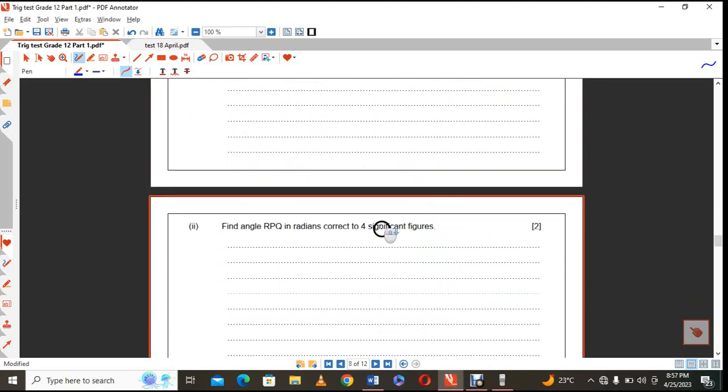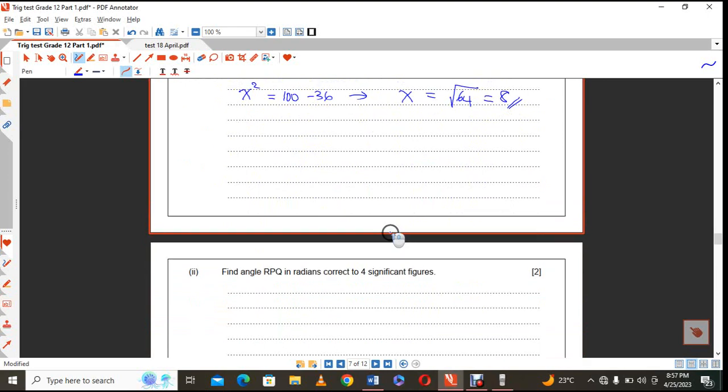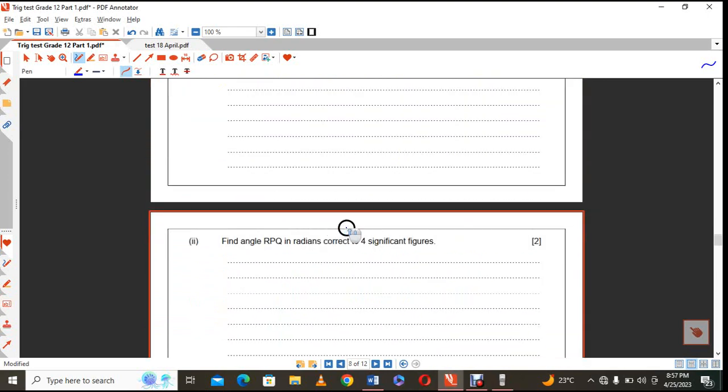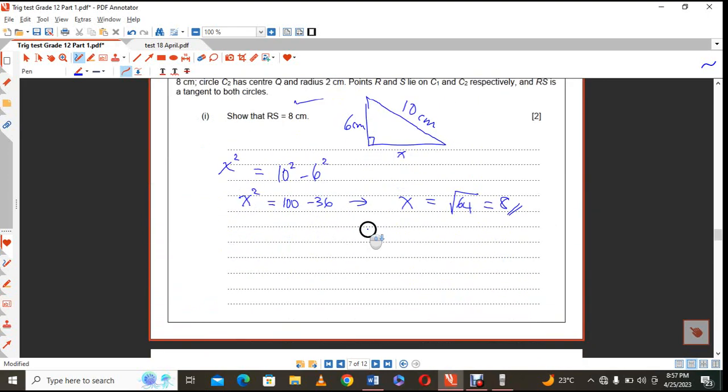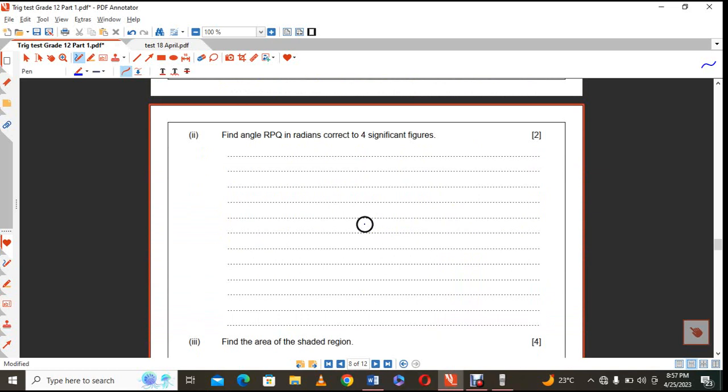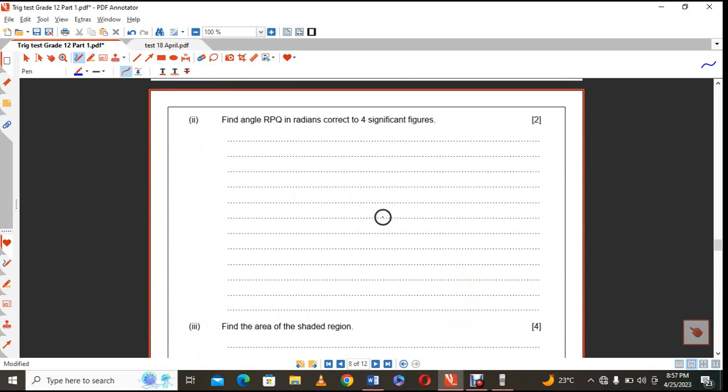Right, so the next question, find the angle in radians. So perhaps I'm just going to work from that diagram over there. Maybe I can bring that diagram in. So we're going to find angle RP. Actually, we can just bring in my drawing. So I already have my right angle triangle.